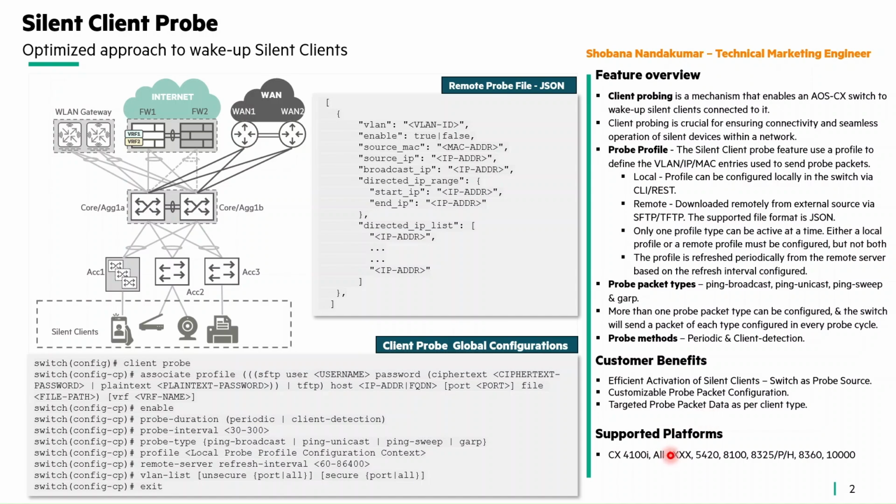So these are the supported platforms. Here is the sample syntax for the remote probe profile in JSON format. And next come the client probe global configurations. We have introduced the new CLI context client probe, under which you will see the profile association, probe duration, probe interval, probe type, local profile configurations, and remote server refresh interval. And we also have the VLAN list parameter.